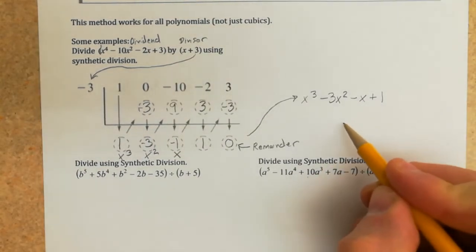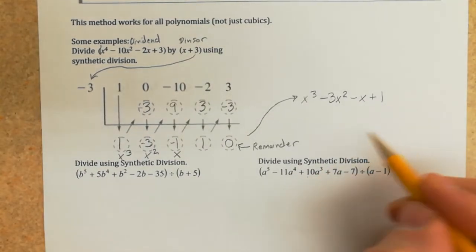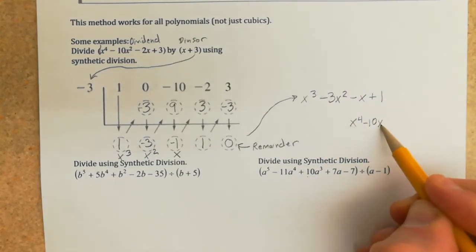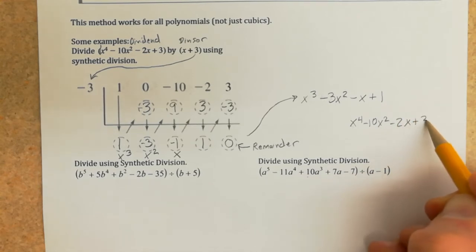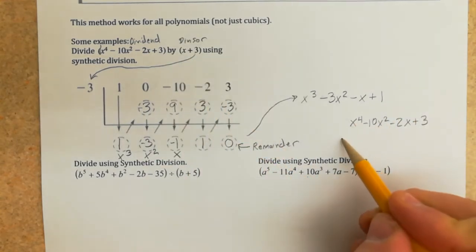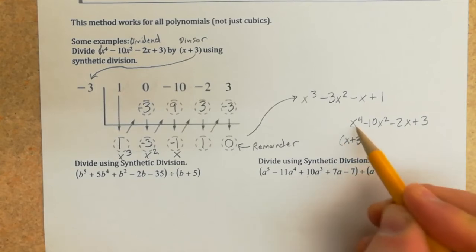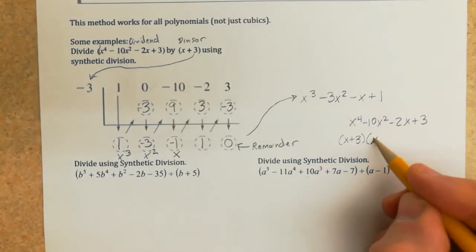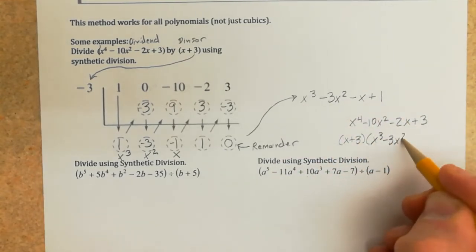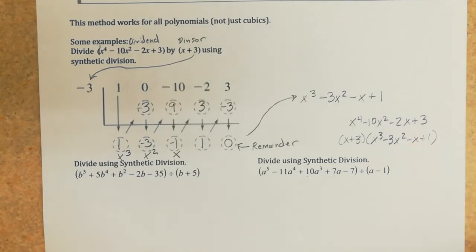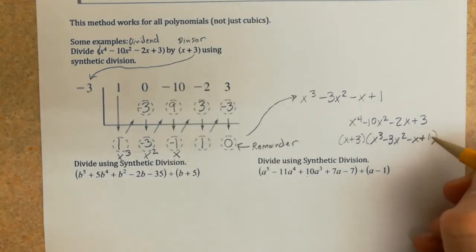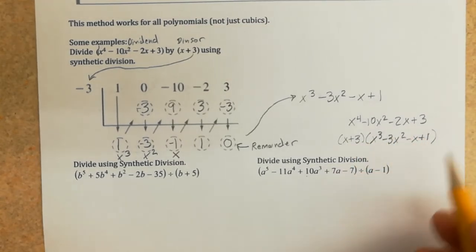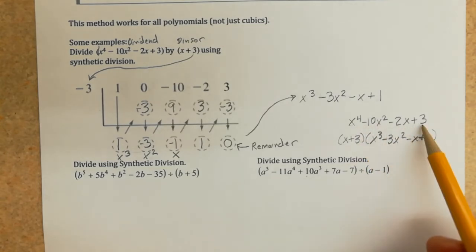Well, basically what I did here is I took the original polynomial, x to the fourth minus 10x squared minus 2x plus 3, and I divided out the x plus 3. So I could think of this polynomial as x plus 3 times the quotient here. It's a form of factoring. So I factored out an x plus 3. If I was to multiply this back together, it would equal this.